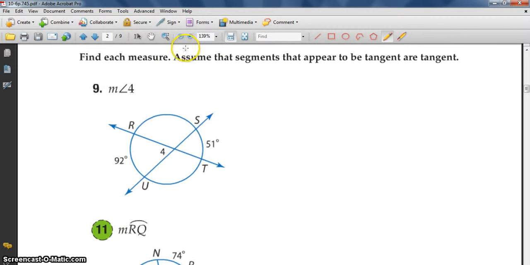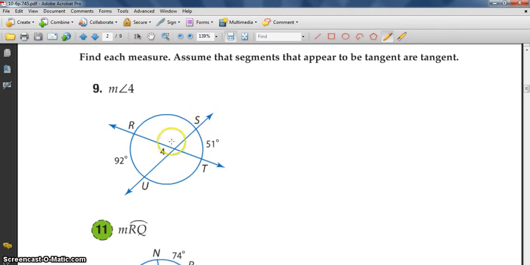Number 9. Assume that segments that appear to be tangent are tangent. So for number 9, we've gone over a problem like this already earlier on. We want to find the measure of angle R.